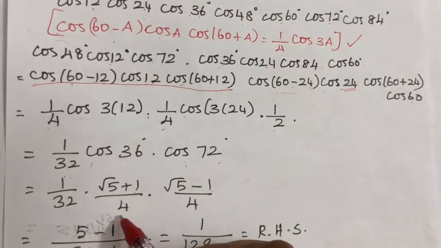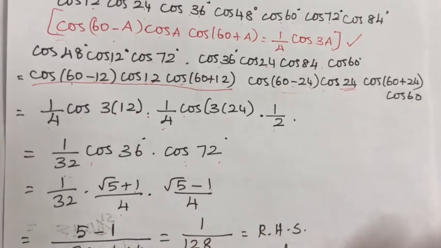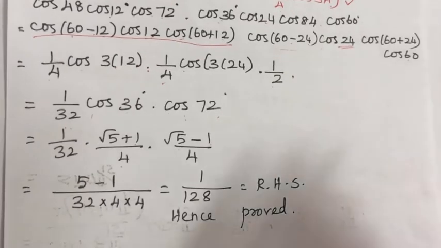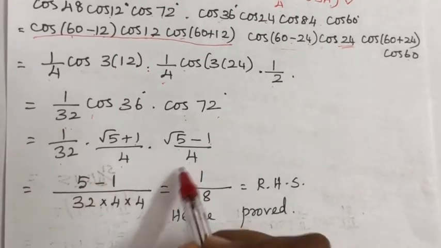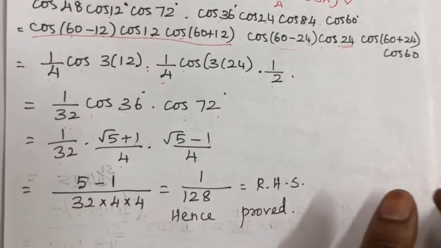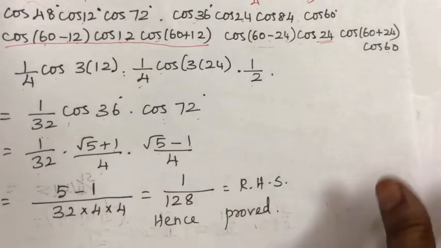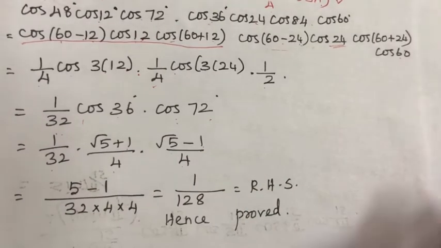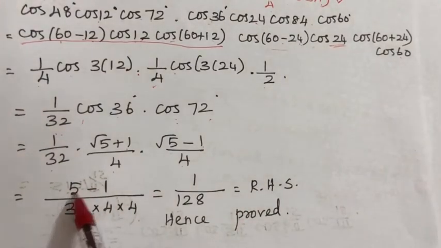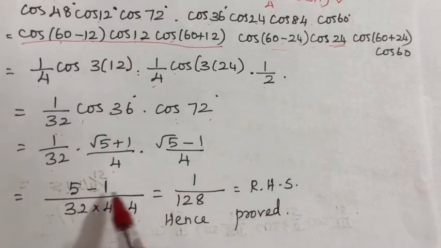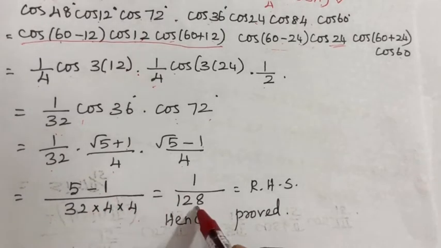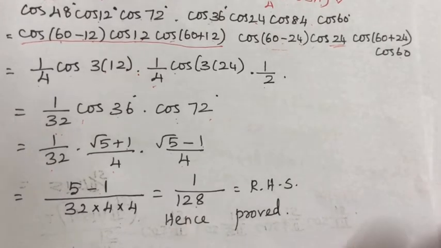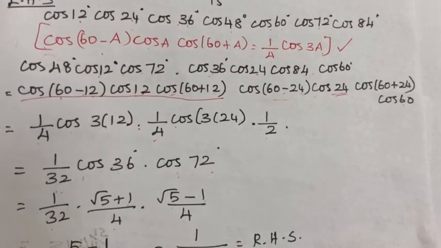So root 5 plus 1 by 4 into root 5 minus 1 by 4. So 32 into 4 into 4 in the denominator. A plus b, a minus b. So root 5 plus 1 into root 5 minus 1, that is 5 minus 1. 5 minus 1 is 4. So 4 and 4 will get cancelled. 32 into 4 is 128. That's what we have to prove.